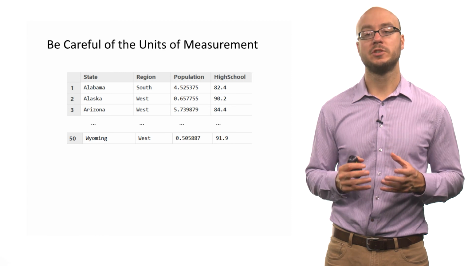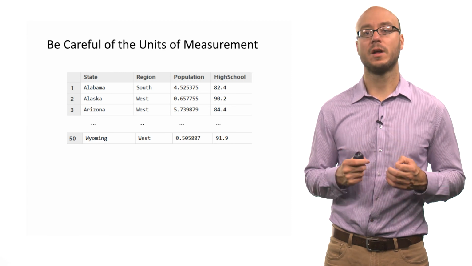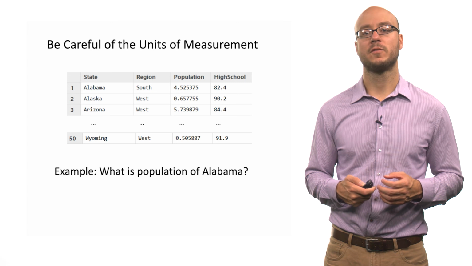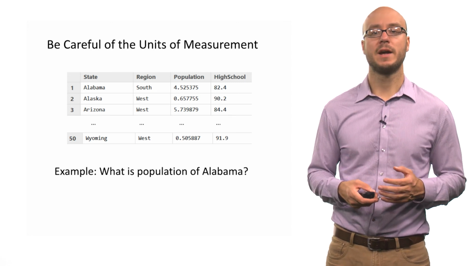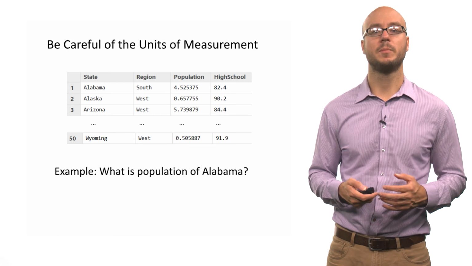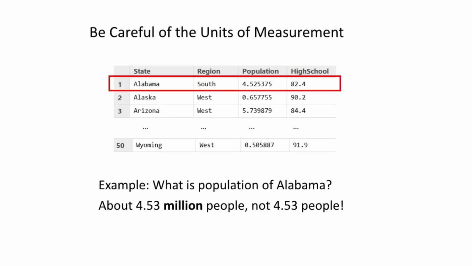One thing you should keep in mind is that you should be careful of the units of measurement for each of your variables. So for example, if we look at our data set, you might ask, well, what is the population of Alabama? That's that first row. You should keep in mind that it is not 4.53 people, it is 4.53 million people. That's because the units are in millions. So if it's unclear what the units are for different variables, you should always ask the person who collected or organized the data.